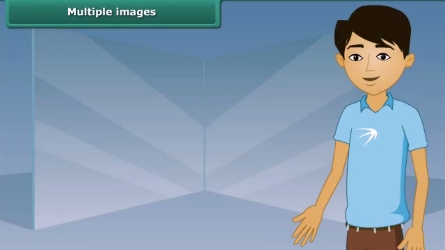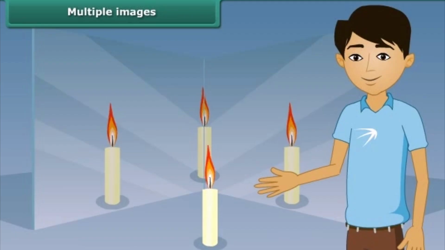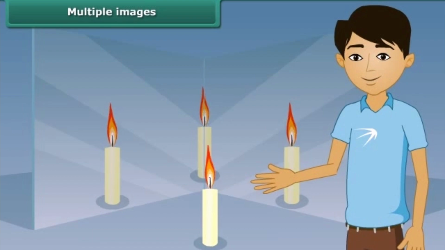Take two plane mirrors. Set them at right angles to each other with their edges touching. Place a lighted candle in between the mirrors. How many images do you see? Strangely, we can see 3 images of the candle in 2 mirrors. This is how multiple images are formed in a mirror maze that we all enjoy going through.